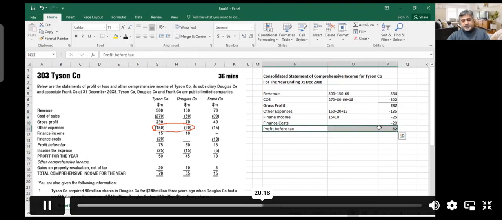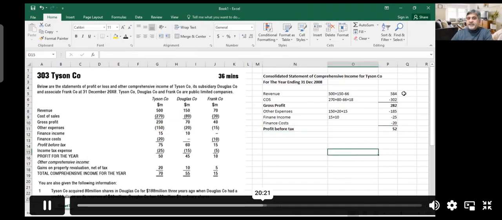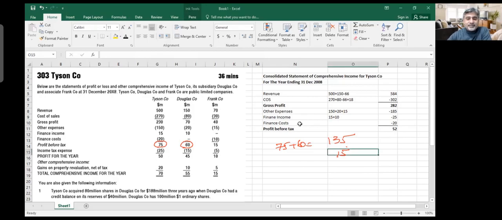Now, if you see here, the profit which was given by individual financial statements was 75 and 60. But if you make a total of 75 plus 60, it gives you 135. From 135, 15 million was finance income should be added. Yeah, that's what I was thinking, there should actually be 25, because these numbers do not match.